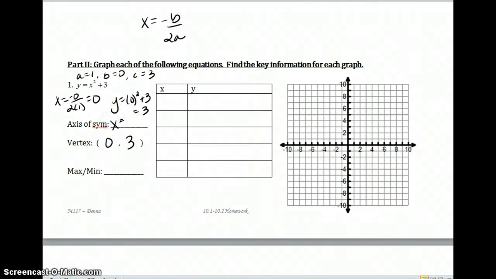Remember to write the axis of symmetry as an equation of a line. And since a equals 1, that means our graph is going to open up, which means we're going to have a minimum at 3. So let's go ahead and plot that very first point, which is the vertex, at (0, 3).